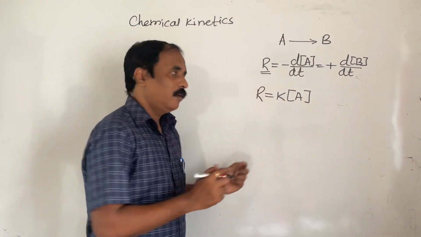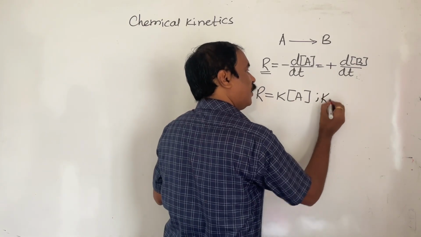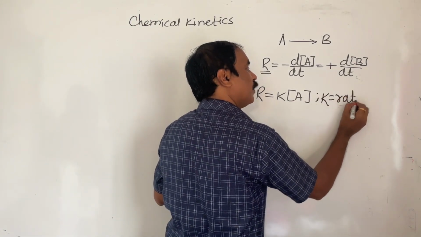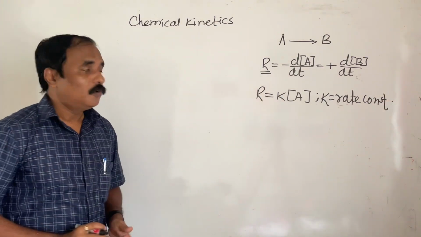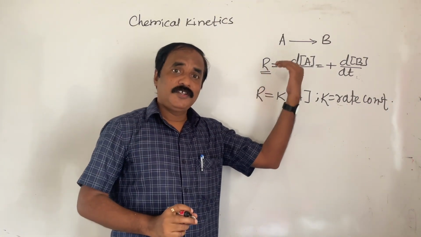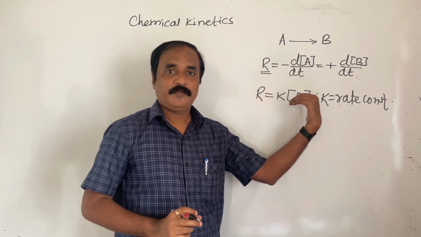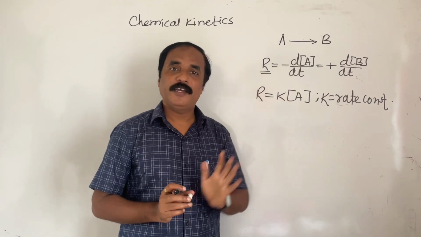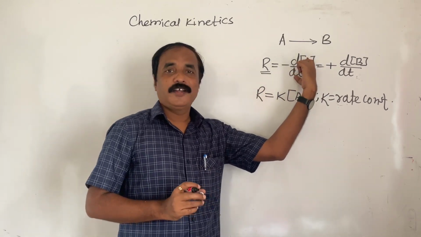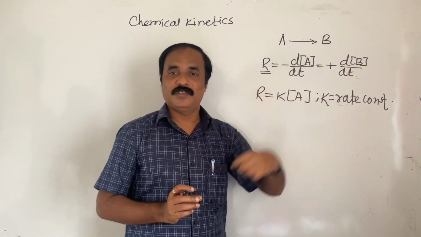What is K? So K is a rate constant. It remains constant. So rate of reaction is decrease in concentration per unit time, or increase in concentration of product per unit time. और reactant का concentration decrease होता है, product का concentration increase होता है.